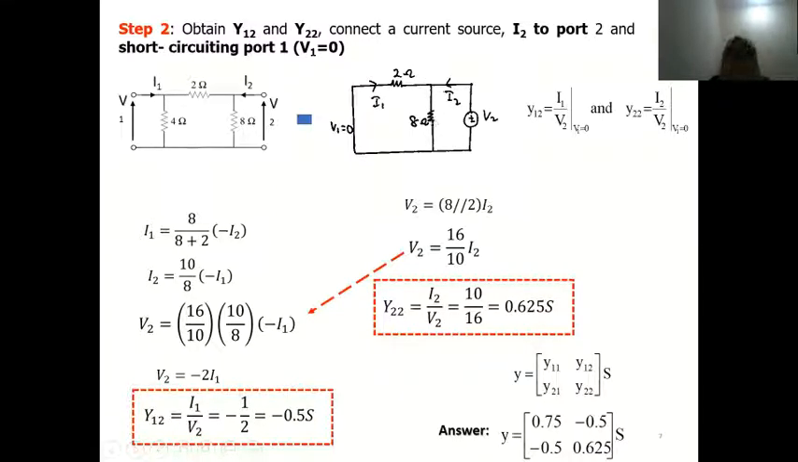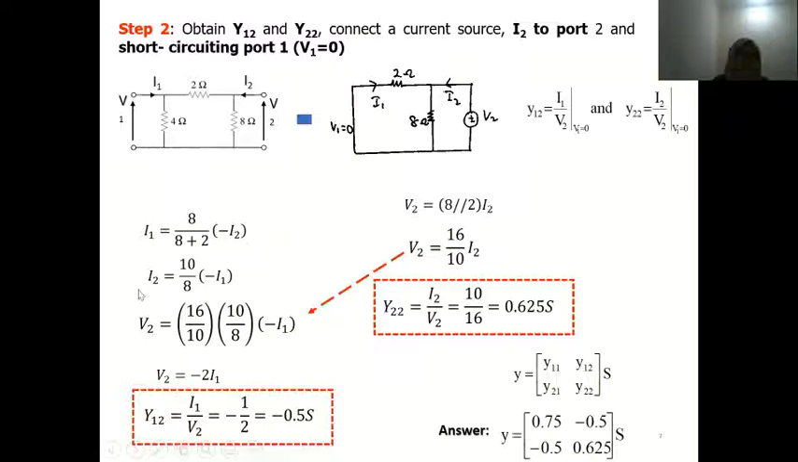From this circuit, you will have V2 equal to 8 in parallel with 2 ohms, times I2. Then you can get Y22, which is equivalent to I2 divided by V2, which is 10 divided by 16, giving you 0.625 Siemens for Y22.